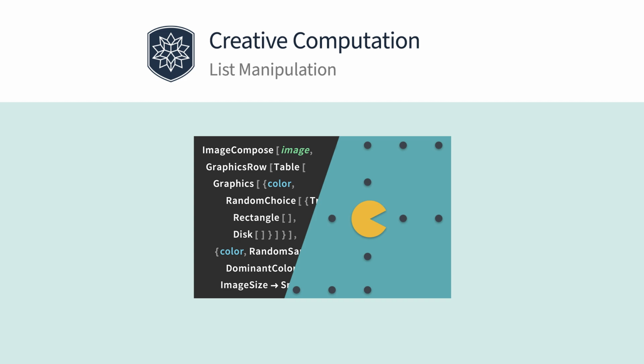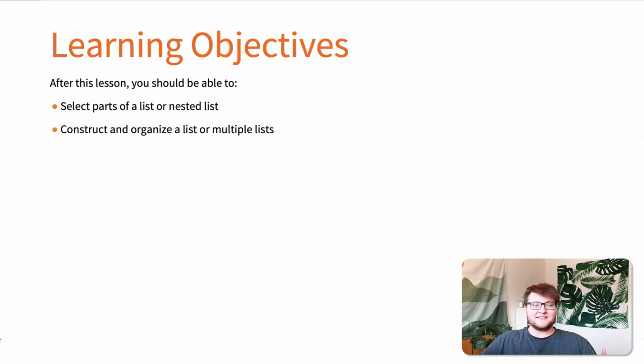So in this final section on computational strings, we're going to learn the last skill that we're going to need for our poetry mini project, which is list manipulation. So at the end of this lesson, you should be able to select parts of a list or a nested list, and you should be able to construct and organize a list or multiple lists.